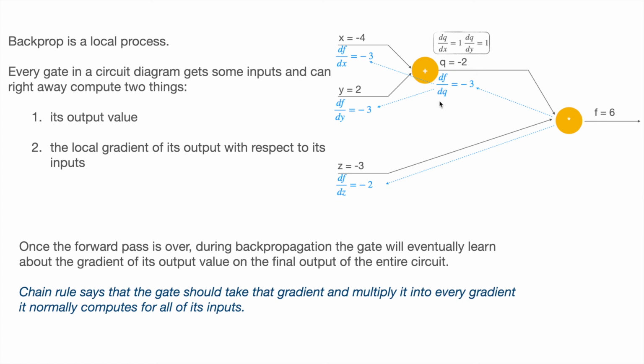We have already seen this. This gate can perform the operation, which is the addition operation, plus it can calculate the local gradient as well. This gate can perform the output value and it can also calculate the local gradient.